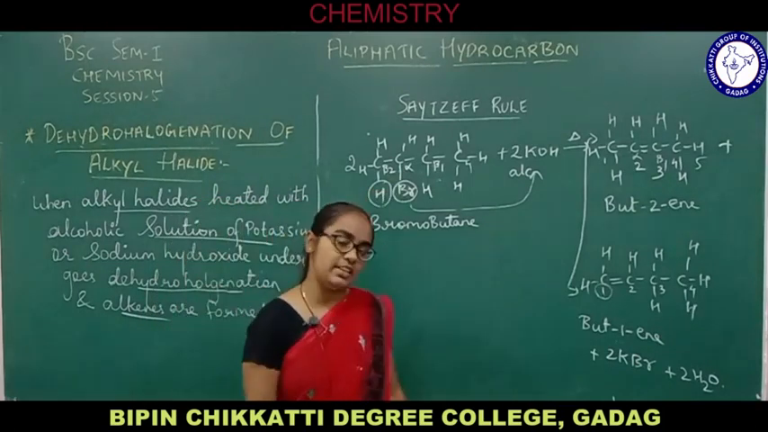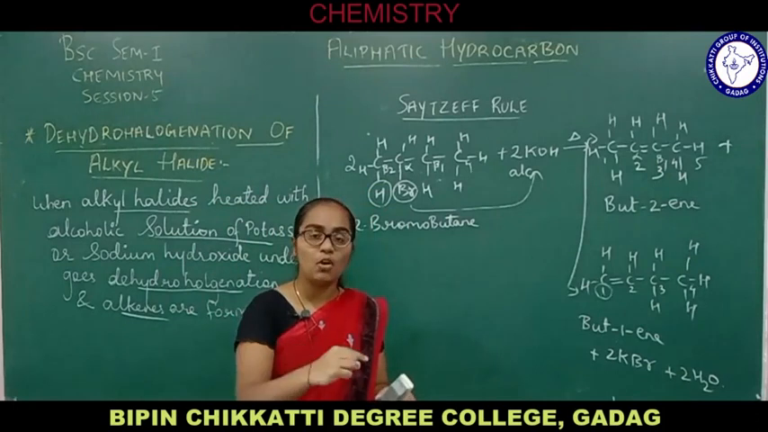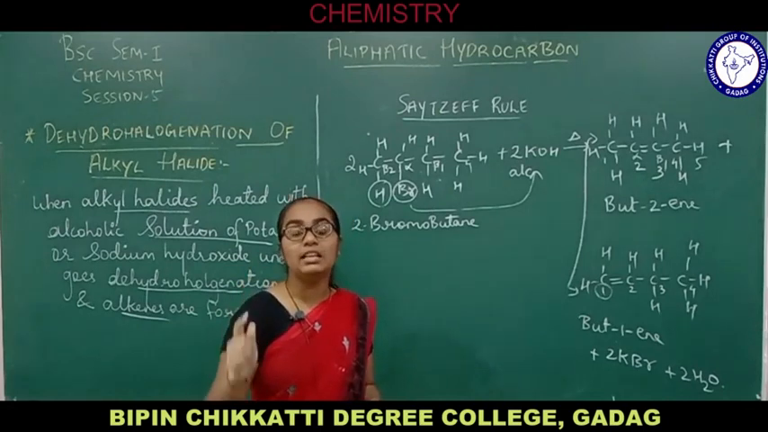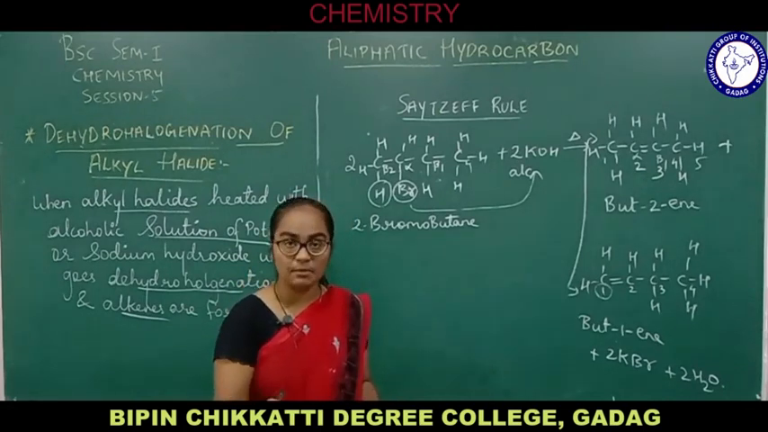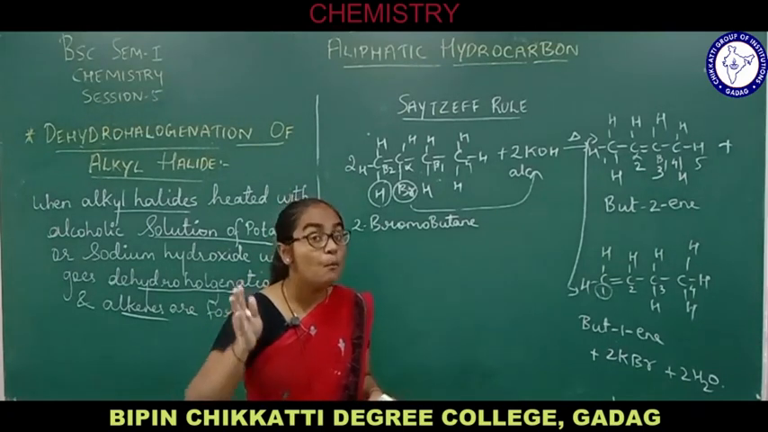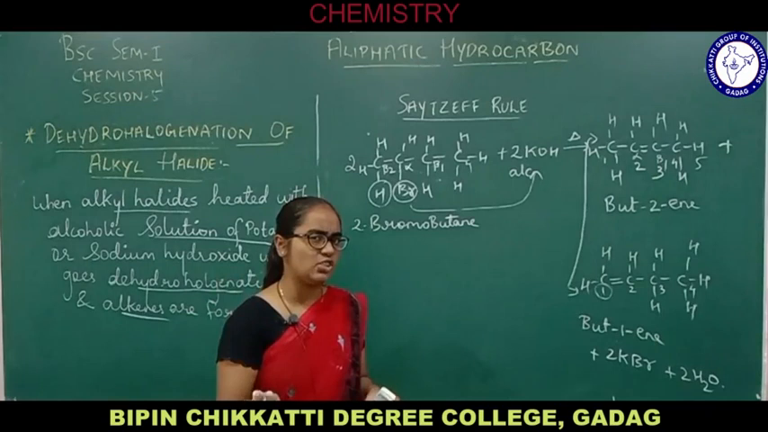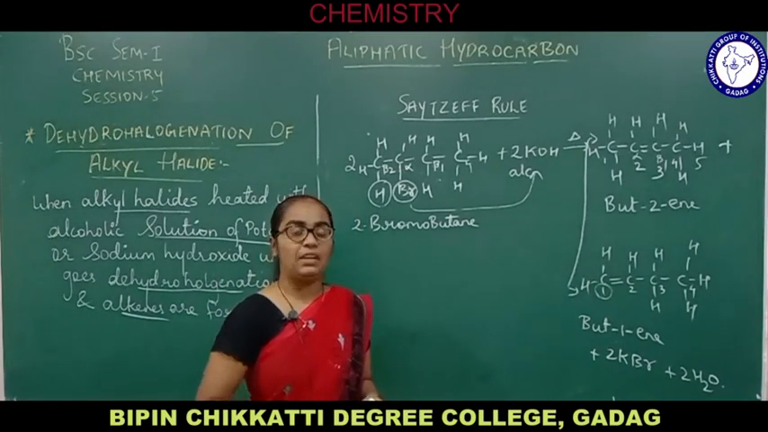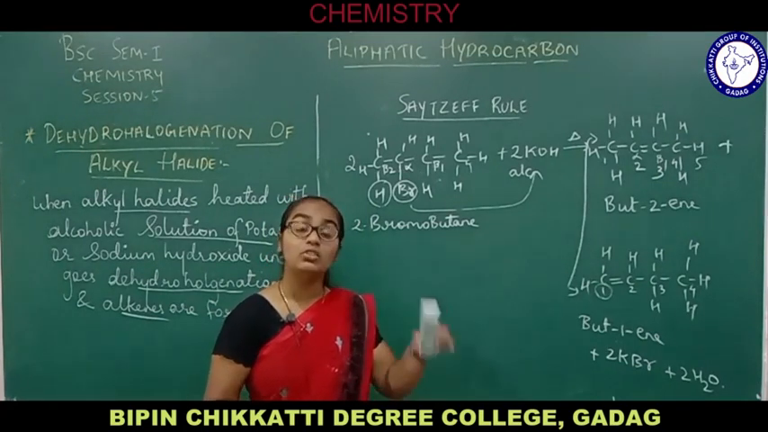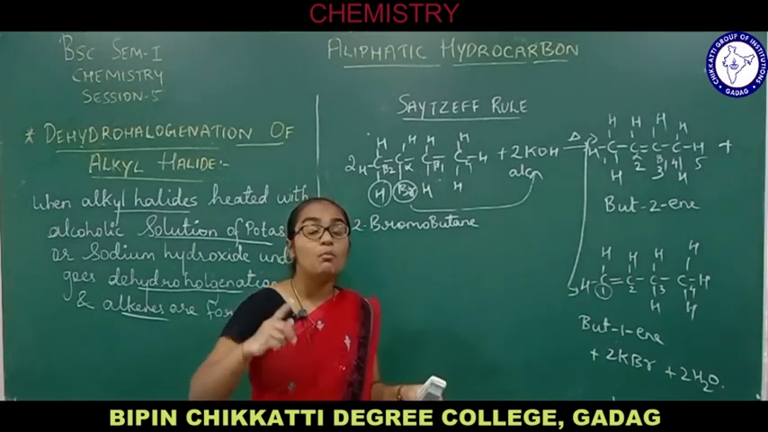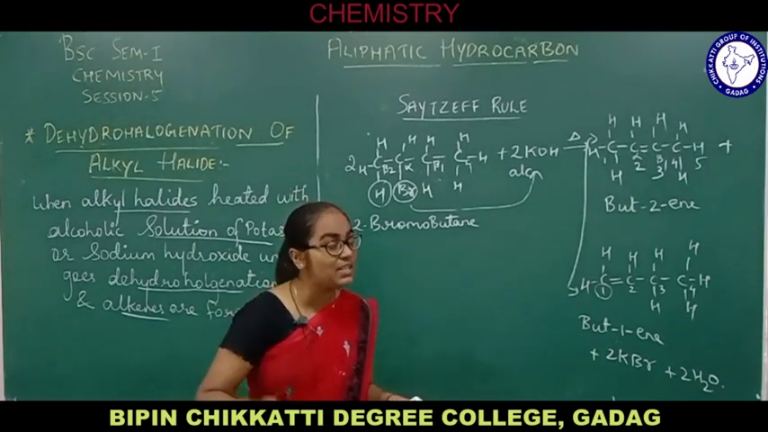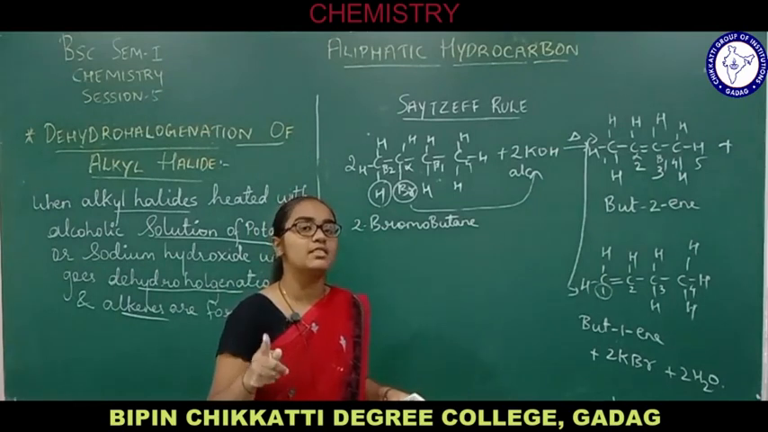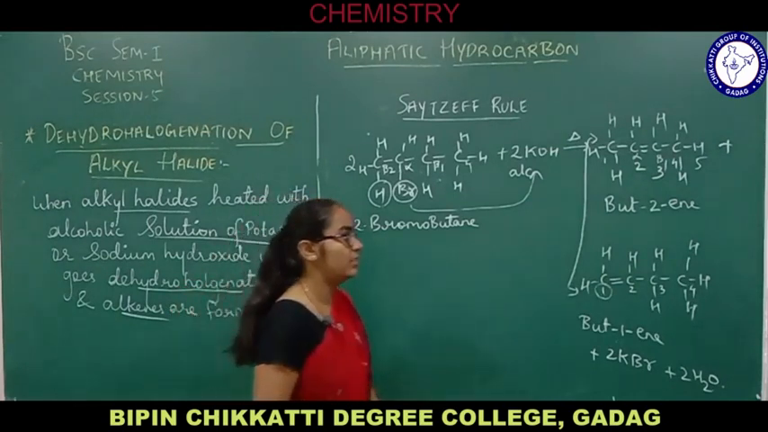Now what this Saytzeff rule says, between the double bond carbon atoms of the alkene, the product in which more number of alkyl groups will be there between the double bond carbon atoms, right? The product in which more number of alkyl groups will be attached to those 2 double bonded carbon atoms, that product is considered to be the major product. I repeat once again, the olefin in which more number of alkyl groups is present on the doubly bonded carbon atoms is considered to be the major product. Let's see over here, then you will understand more precisely.